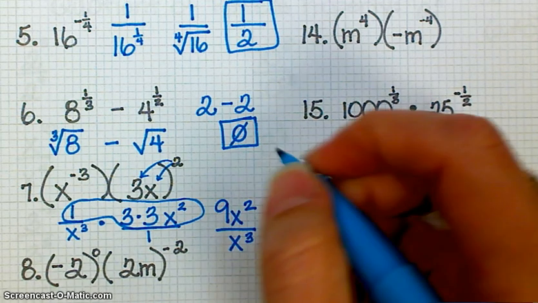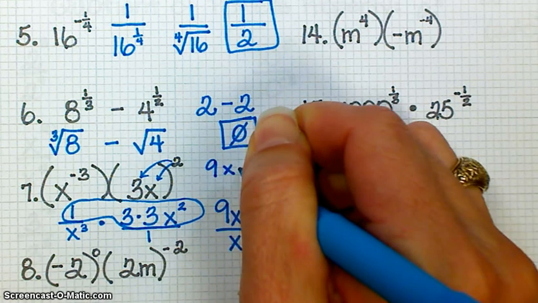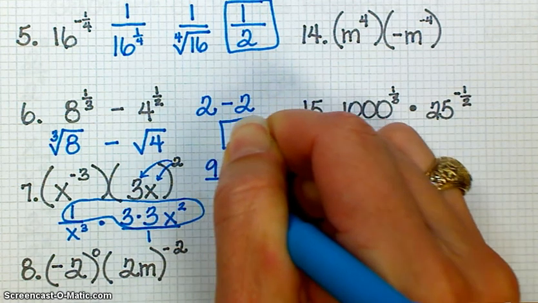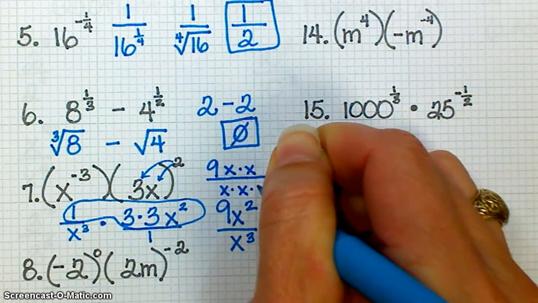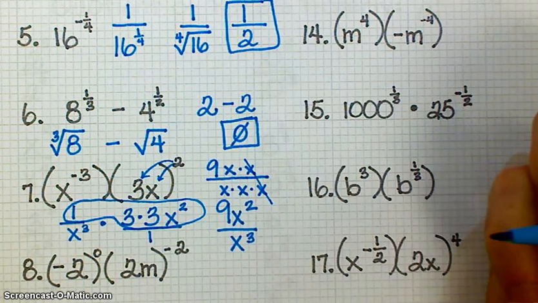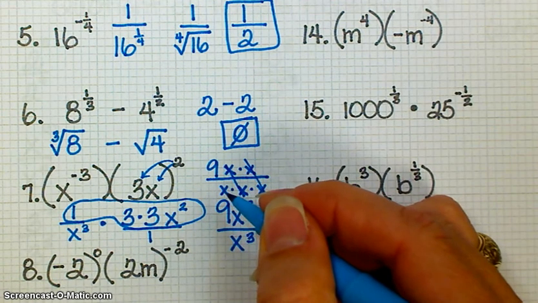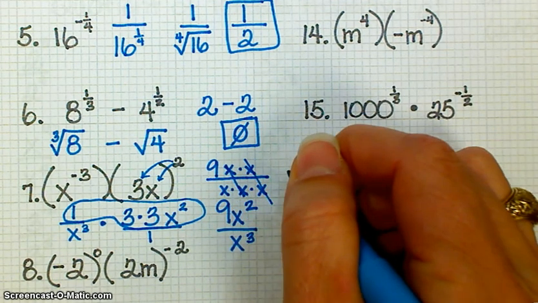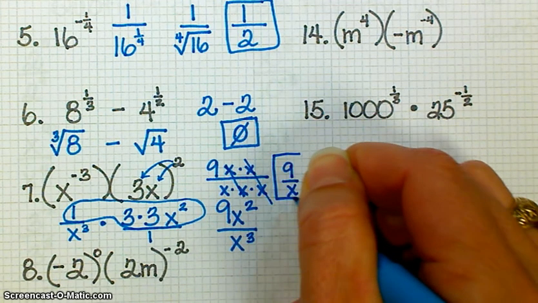Now, I need a little more room. 9x squared is the same as saying 9 times x, and that's over x times x times x. That set of x's cancels. That set of x's cancels. And what you wind up being left with is 9 over x. That's your final answer.